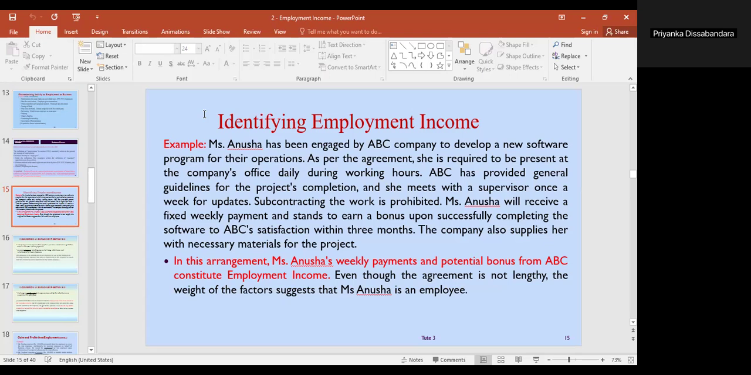Ms. Anusha will receive a fixed weekly payment and stands to earn a bonus upon successfully completing the software to ABC satisfaction within 3 months. The company also supplies her with necessary materials for the project.